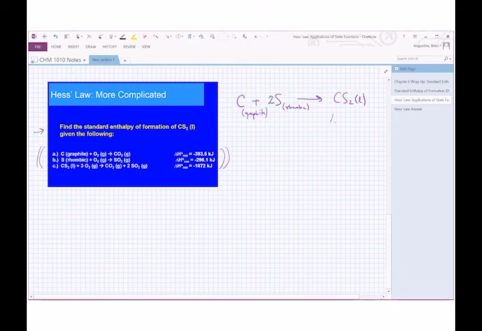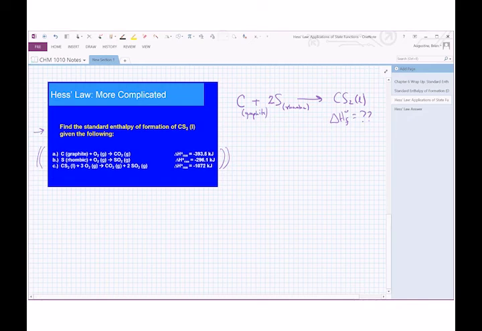And I want to find out what's the enthalpy of formation of this process. I don't want to actually do the reaction though. I don't want to burn graphite and rhombic sulfur together and try to make liquid CS2. And I may not even be able to do it directly. I may have to go through several steps.